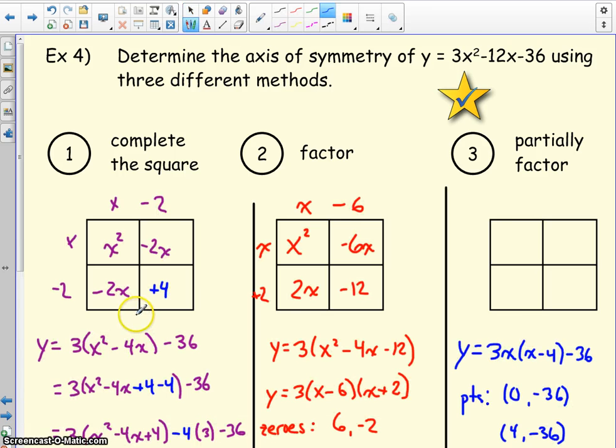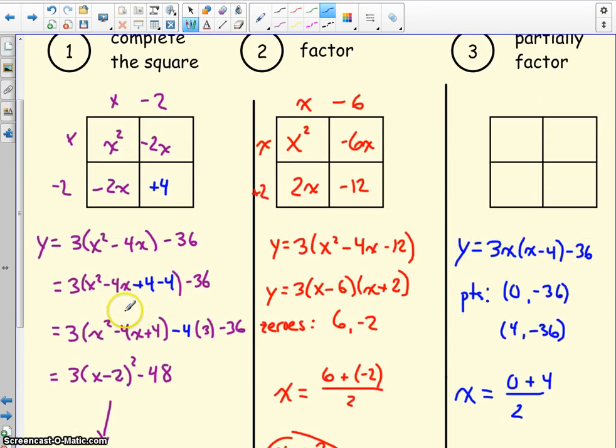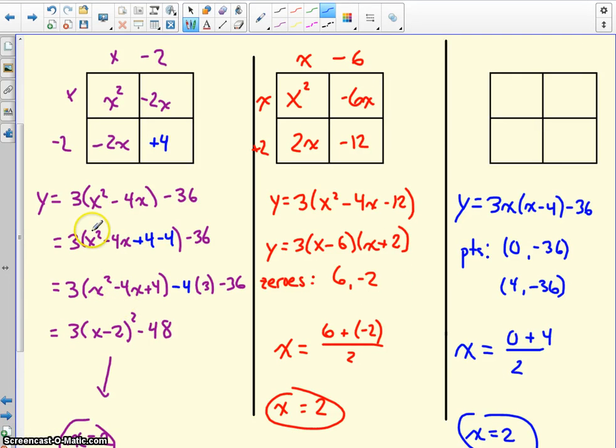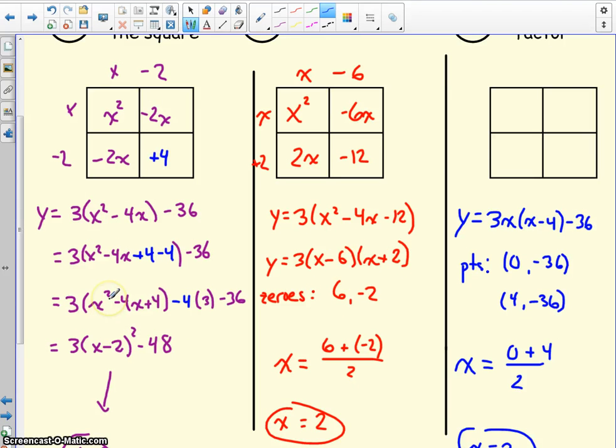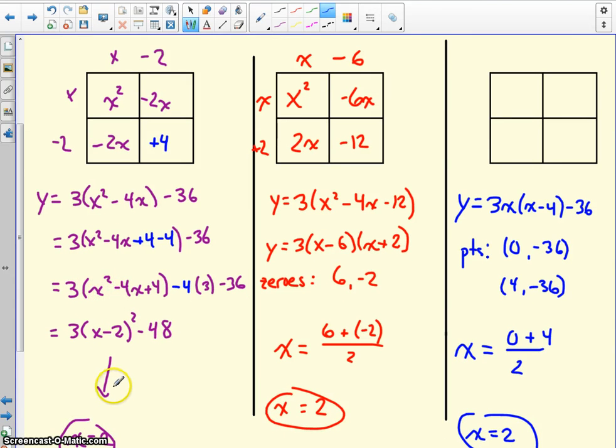Okay, let's quickly summarize here. So for completing the square, you can see my work here. I factored out the 3, the a value, from just the first 2 terms, and got x squared minus 4x. Completed the square there, and I wound up with, in vertex form, 3 bracket x minus 2 all squared minus 48. So from there I could read off my axis of symmetry as being x equals 2.